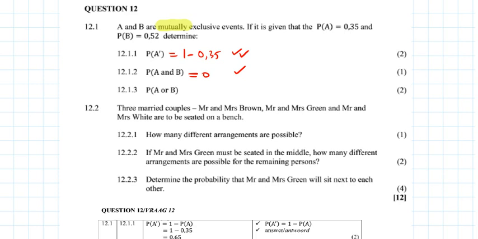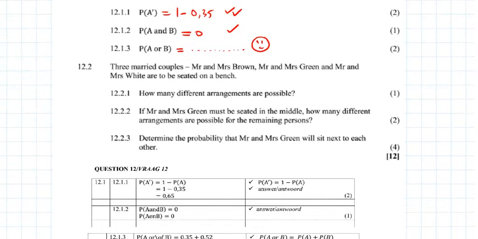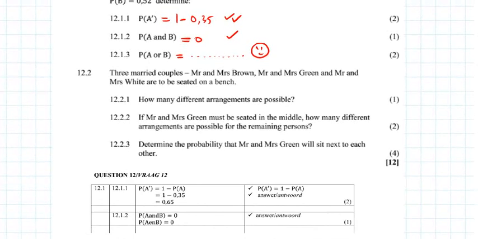And P(A or B), you just use that formula, which is P(A) plus P(B) minus P(A and B). But you know you are going to subtract 0. So that's an easy condition as well. And then the next one: married couples to be seated on a bench. How many different arrangements are possible?